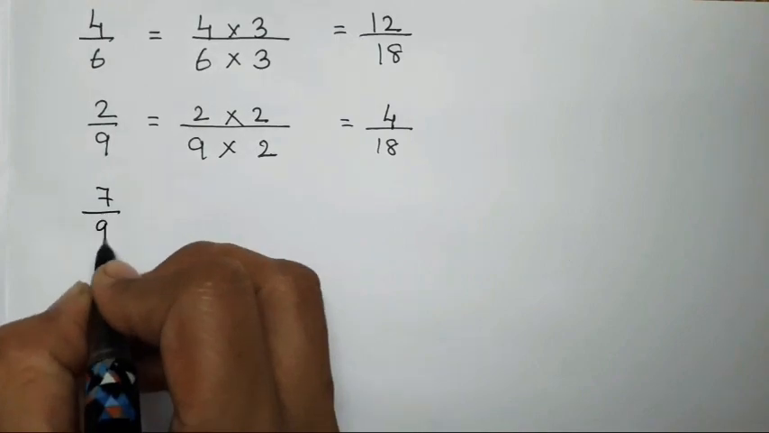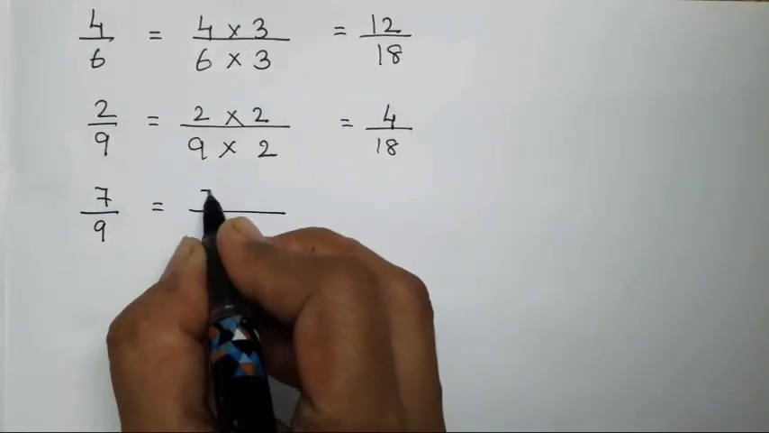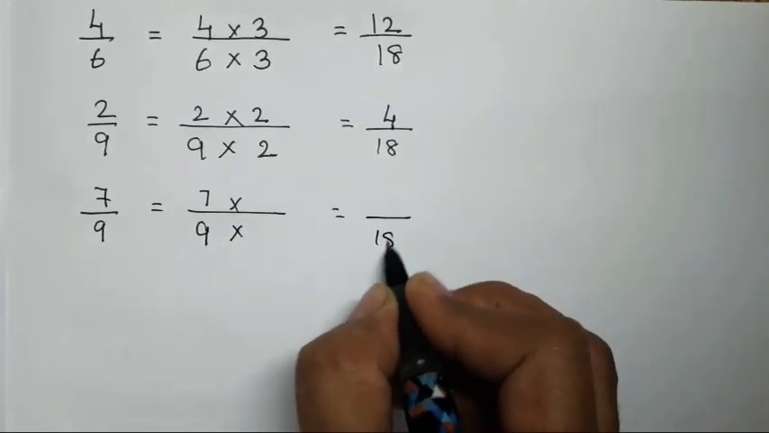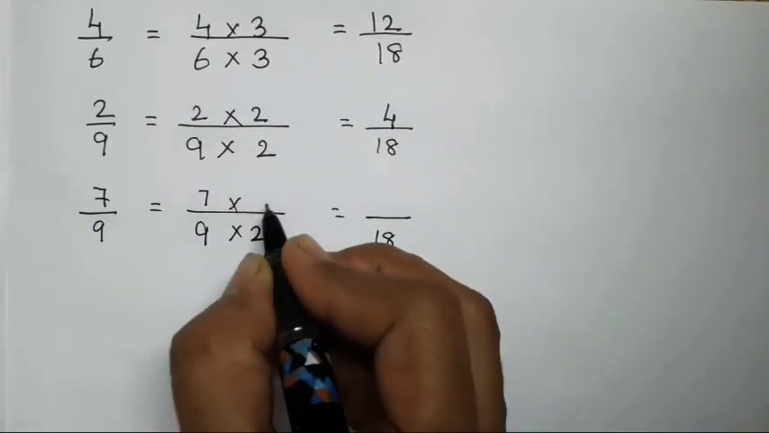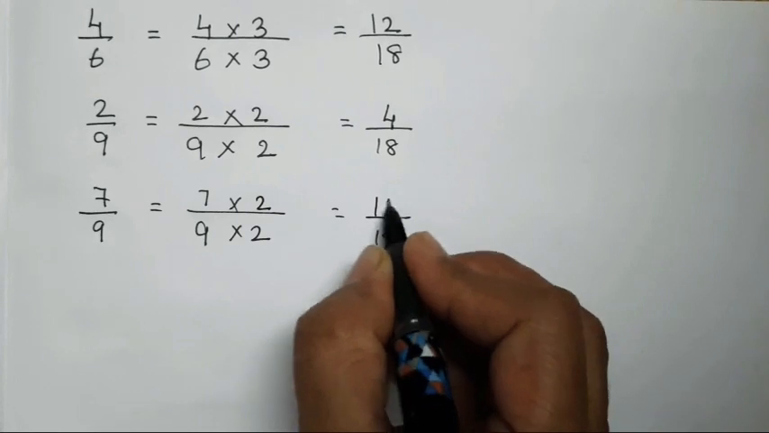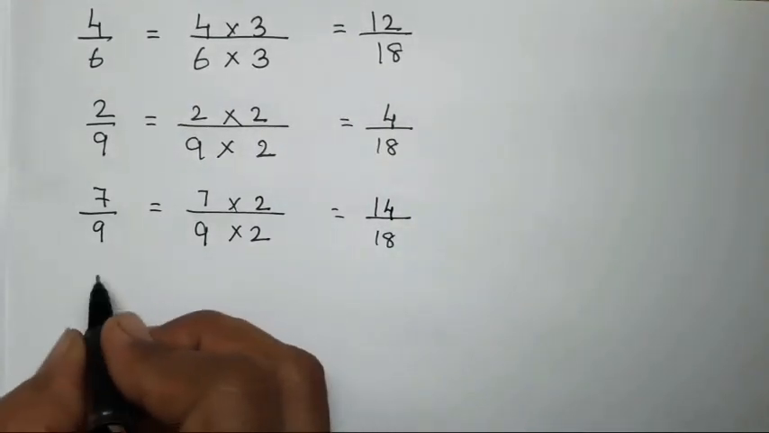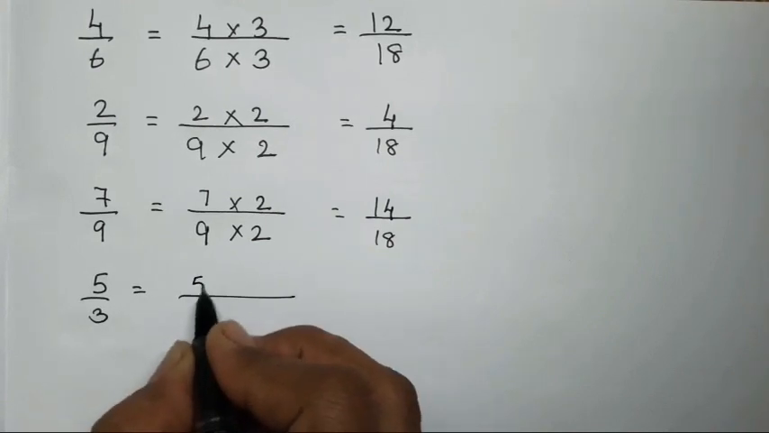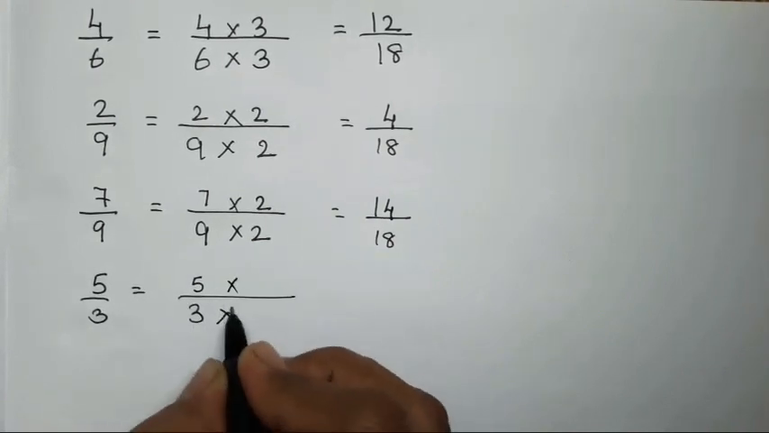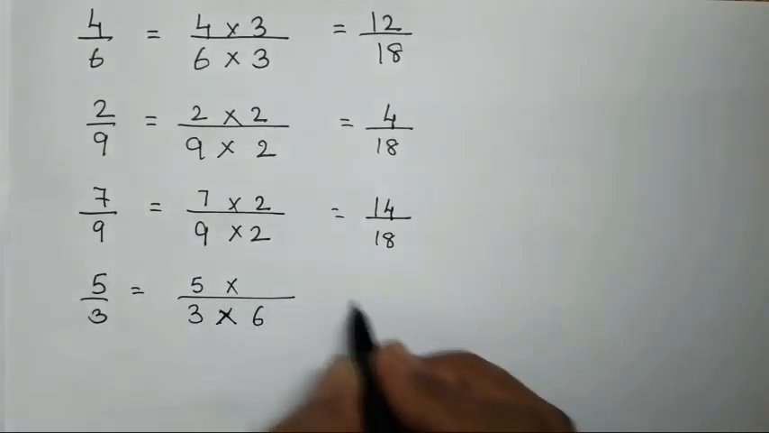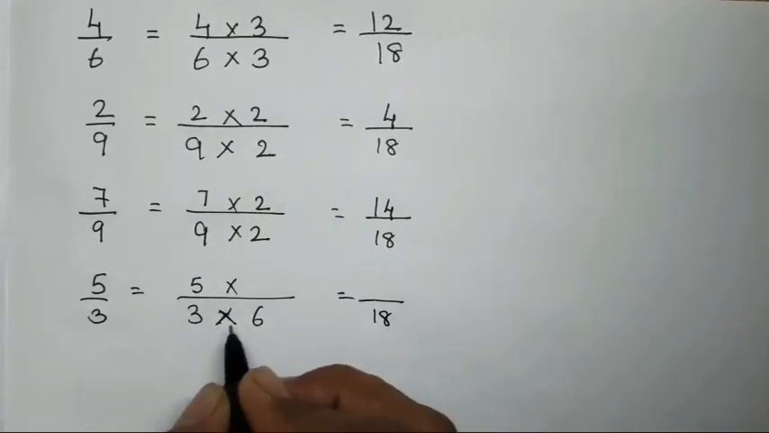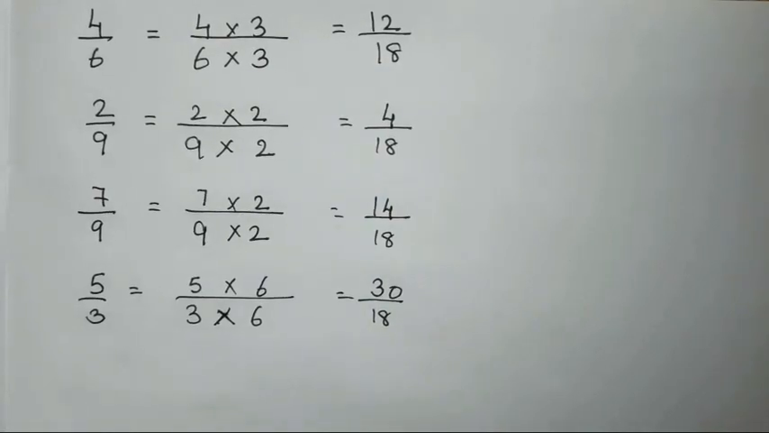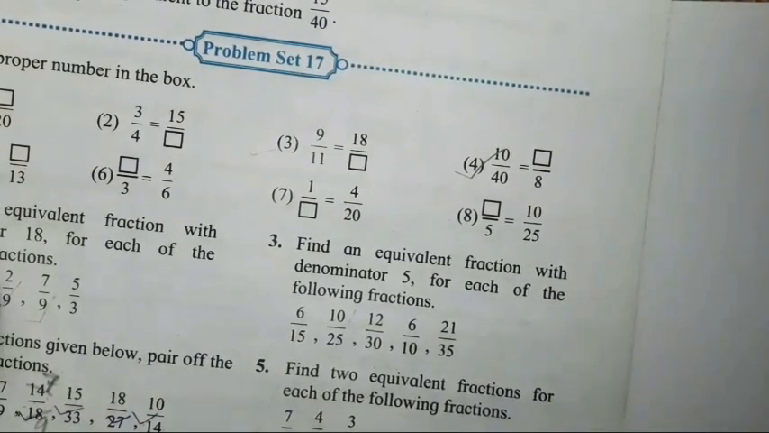Next is 7 upon 9. So 9 2s are 18, so 7 2s are going to be 14. 5 upon 3. 5 upon 3 multiplied with 6 to get 18. 5 6s are 30. So I hope this question is clear with everyone.